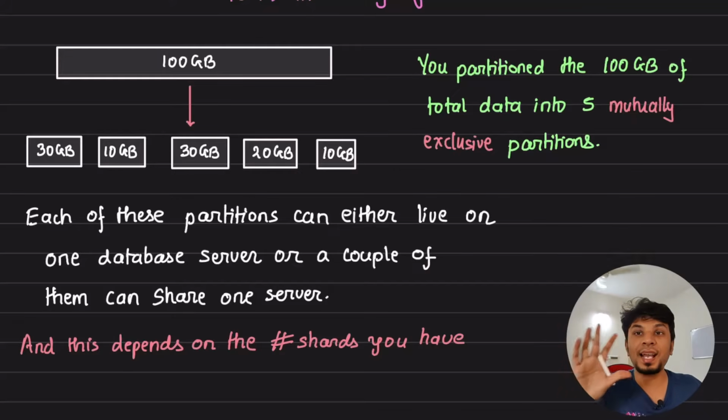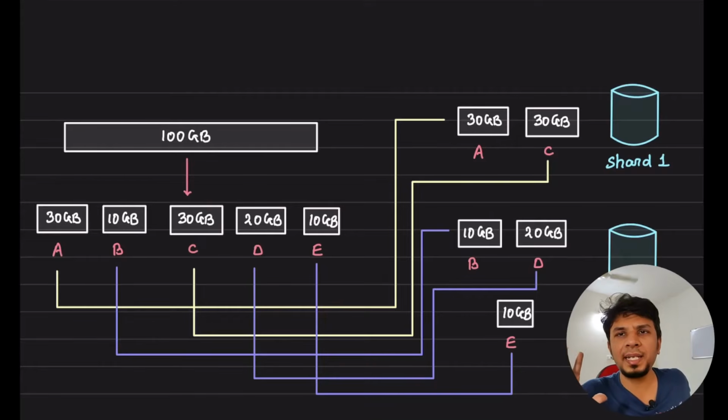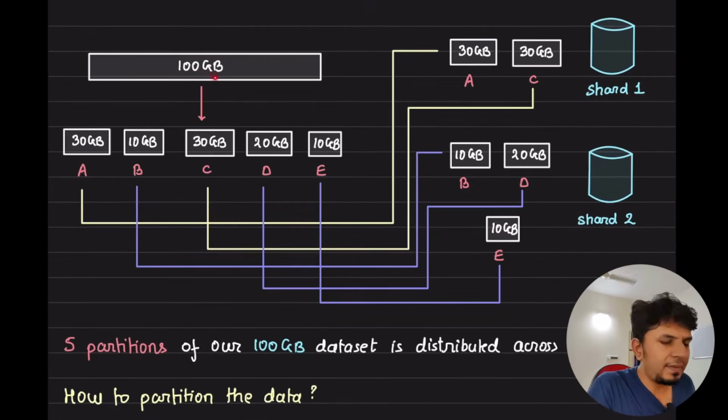It just gives you nice isolation on traffic. So a simple diagrammatic representation of this could be something like this. I have this 100 GB data set split across 5 partitions, and there are 2 shards over here.